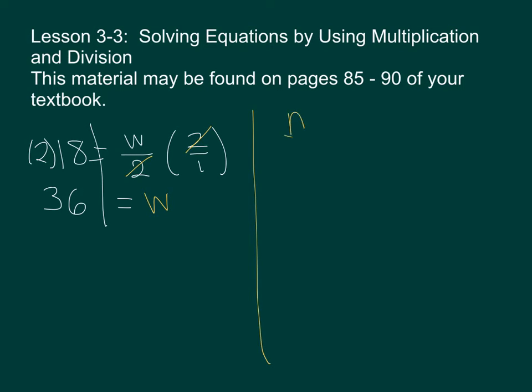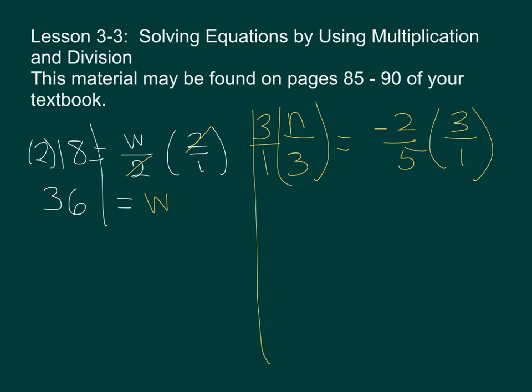If I have n over 3 is equal to negative 2/5. I want to look at the side that the variable's on. The variable is being divided by 3. So instead of dividing by 3, I want to multiply both sides by 3, or 3 over 1, because that's the same thing.